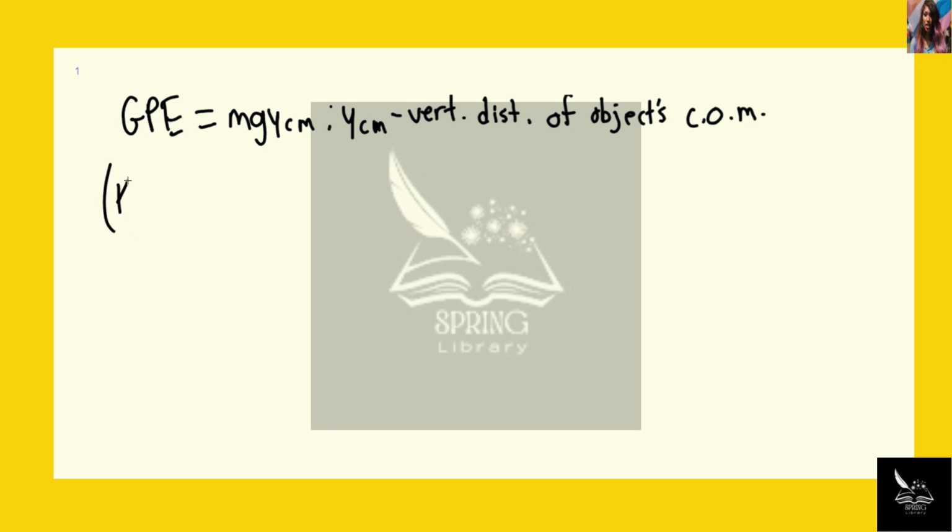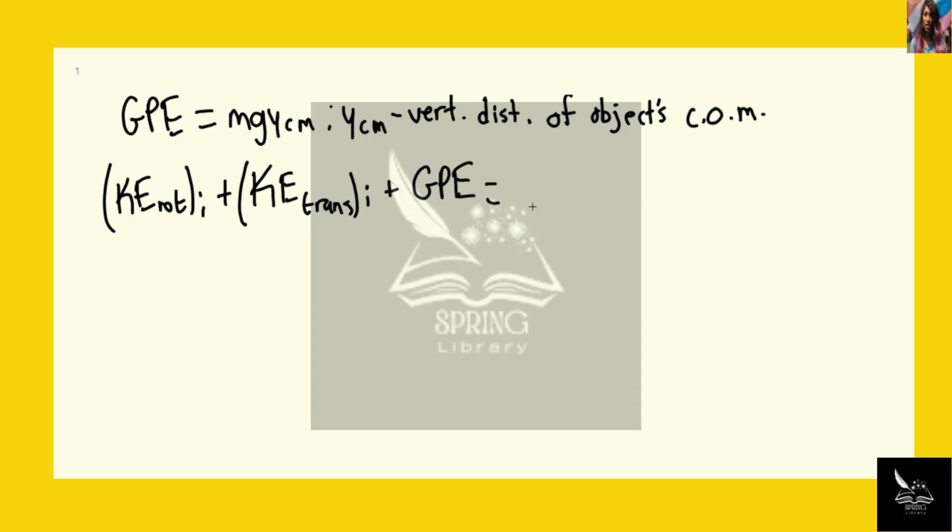We know that the rotational kinetic energy initially plus the translational kinetic energy initially plus the gravitational potential energy equals the rotational kinetic energy final plus the translational kinetic energy final.